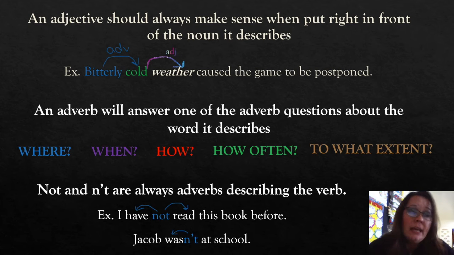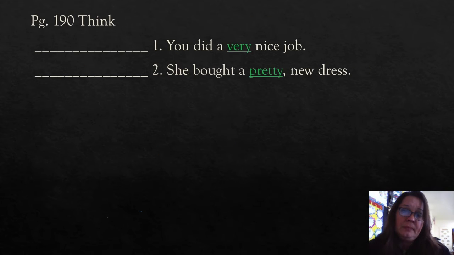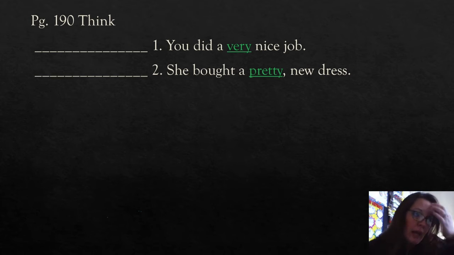All right, so now let's head over to your book, page 190. And we're going to do the think section. The directions say, write adverb in the blank if the underlined word is an adverb, or write adjective if it's an adjective. So let's look at our first sentence. Number 1, you did a very nice job. Well, very is underlined. So now we have to decide, is it an adverb or is it an adjective? Well, we need to ask the questions again. What is very describing? Is it describing nice? Is it very nice? Or is it describing job? Very job. Well, in this case, it's describing nice.